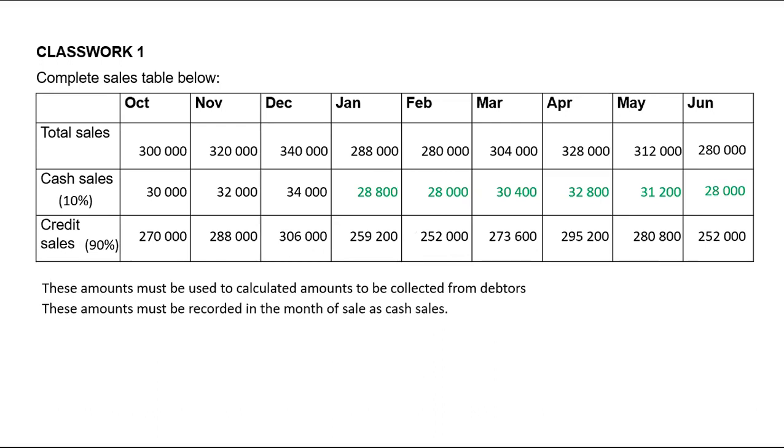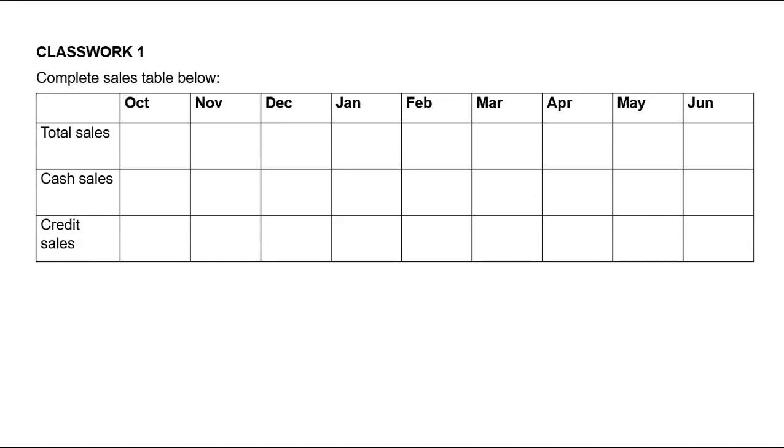These amounts must be used to calculate amounts to be collected from debtors. These amounts must be recorded in the month of sales as cash sales. Oh, those will be the green ones, right? And obviously credit sales will be the ones that we have to use to calculate the amounts that we are going to collect from debtors. Now it will make complete sense.